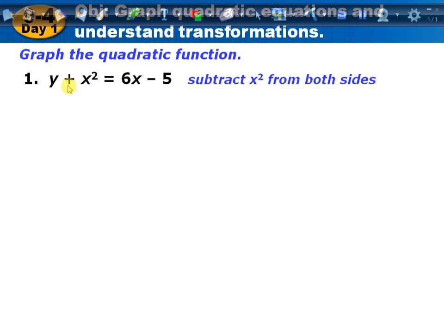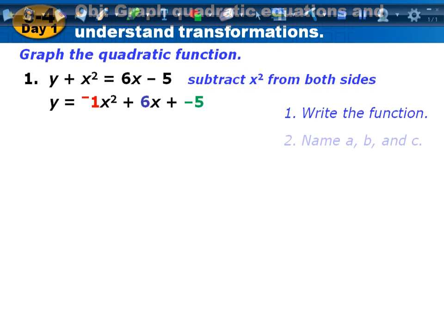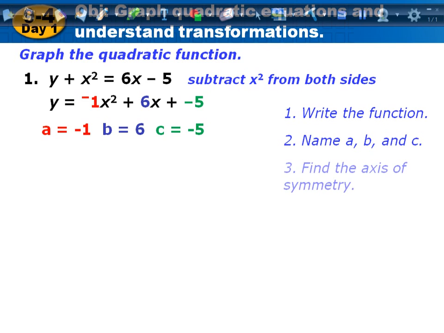We're going to subtract the x squared from both sides to get the y by itself, so that way it's in ax squared plus bx plus c form. We're going to name the a, b, and c's. A is the number in front of x squared, b is the number in front of x, and c is the number on the end. So we have -1, 6, and -5.